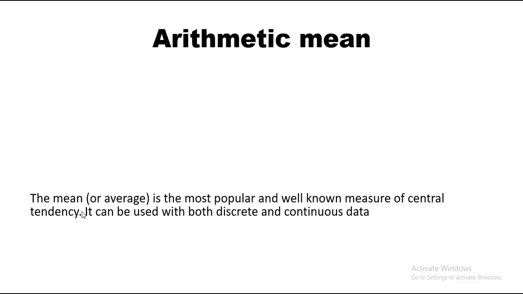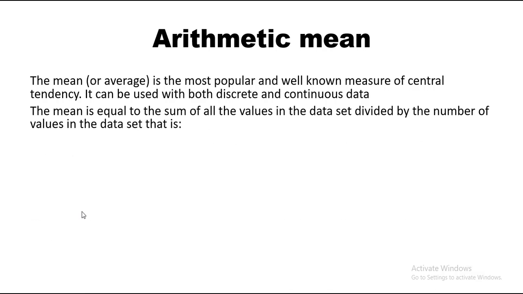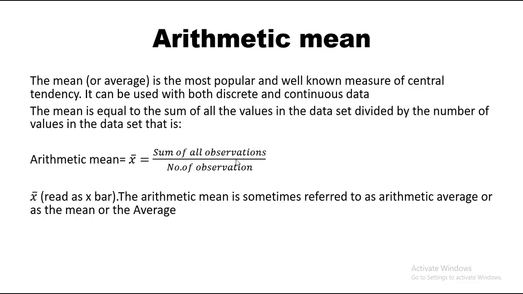First of all, the arithmetic mean. The mean or average is the most popular and well-known measure of central tendency, and it can be used with both discrete and continuous data. First we need to know how mean is calculated. Mean is represented by x bar, and it is calculated as the sum of all observations, that means summation x, divided by the total number of observations, which we will represent as n.